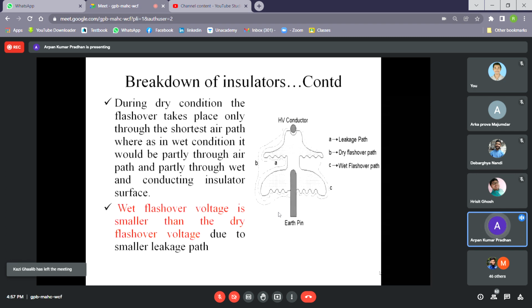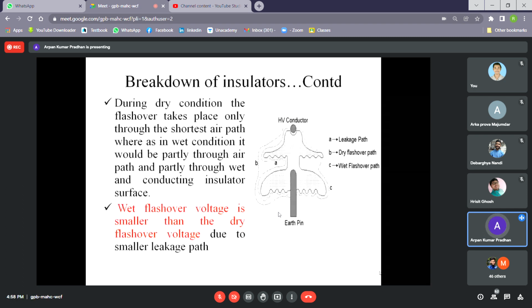This magnitude is very low, because if the magnitude is high, then definitely there is a problem. As the magnitude increases, there will be local heating where the current is flowing, and as the local heating occurs, more charges will be developed in the air. That means more electrons will be produced, and that can lead to flashover. So limiting the leakage current is the most important thing. You should not allow the leakage current to increase beyond a certain limit.